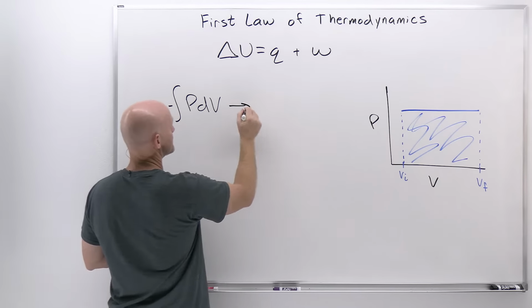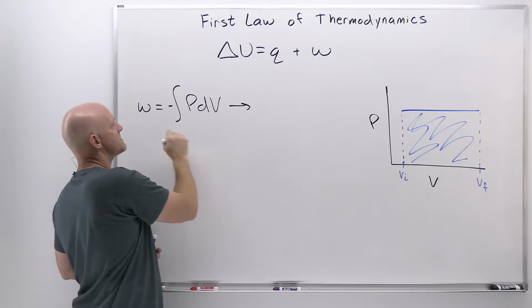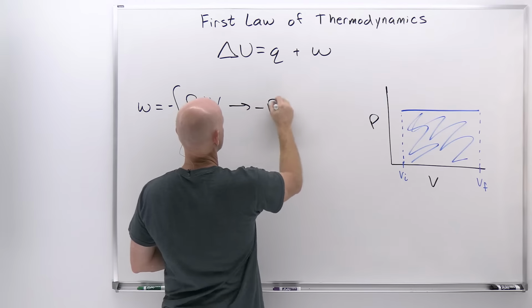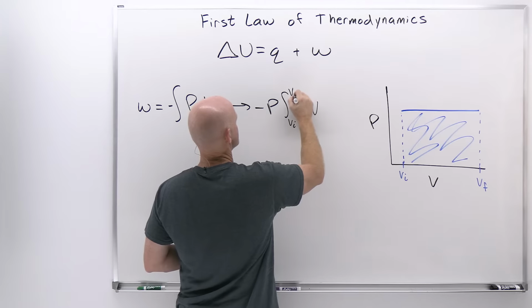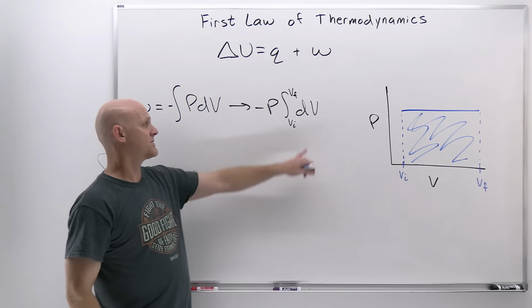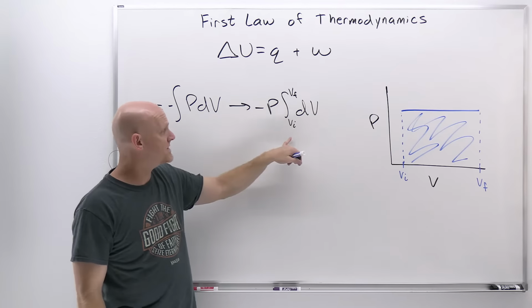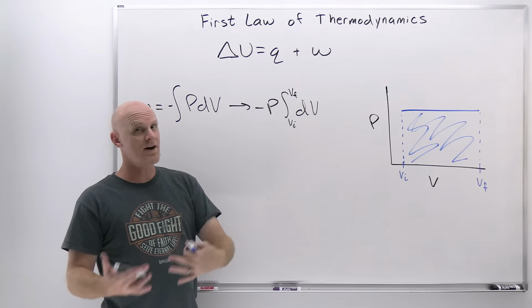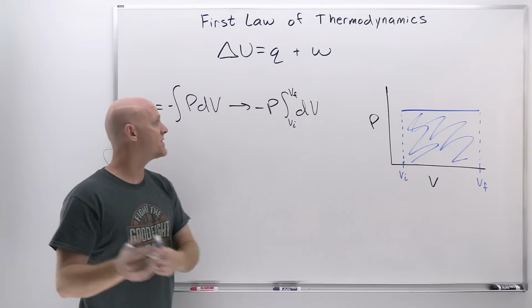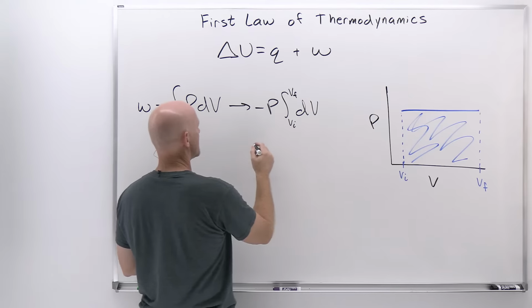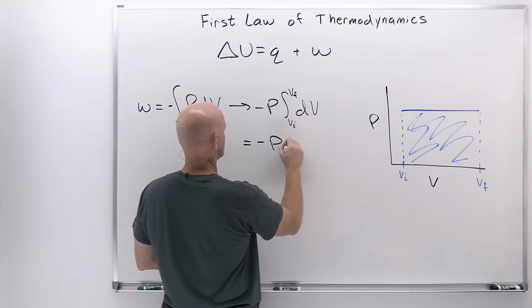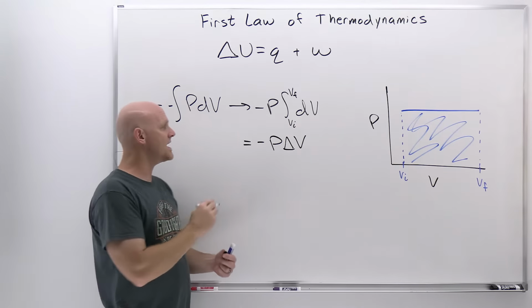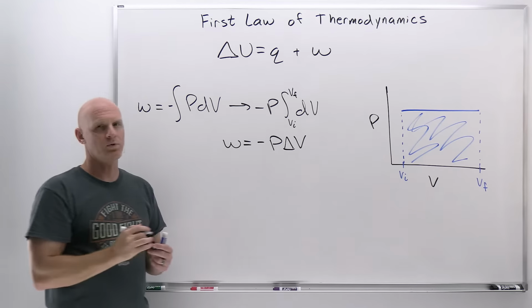If you're doing this at constant pressure, you can pull constants out in front of the integral, and this just becomes negative p times the integral of dV, and you're integrating from V initial to V final as your boundary conditions. And so the integral of dV is just V from V initial to V final, which gets you V final minus V initial, which is the same thing as delta V. And so in which case you're going to get work simply equal to negative p times delta V, the same equation we just came up with.